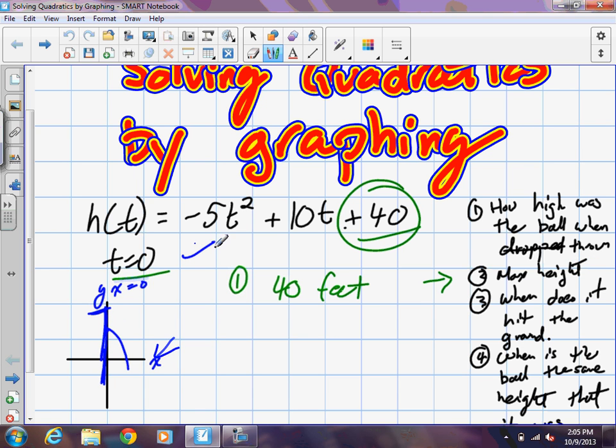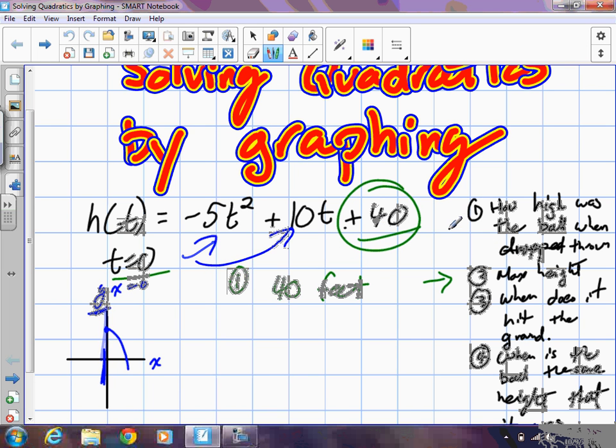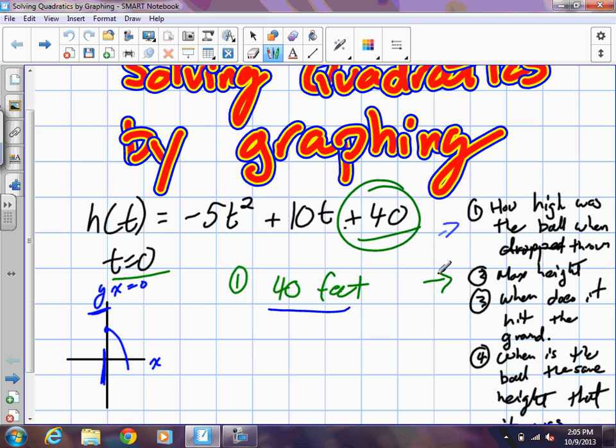So instead of plugging 0 in, when in standard form we know the last term is technically the y-intercept. So our answer to number 1 is 40 feet. This ball was dropped at 40 feet or meters, whatever the unit of measurement is. Okay, so we breeze by that part.